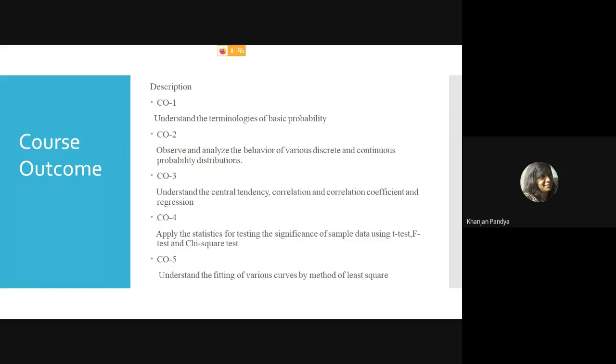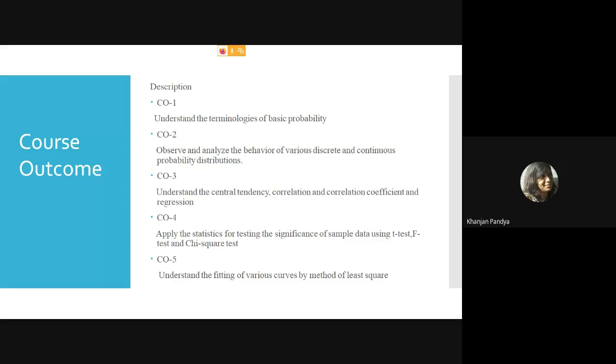For unit number 4, we are having CO4. This is something new and a very interesting chapter. Apply statistics for testing the significance of sample data using t-test, f-test, and chi-square test. This is a must chapter of all the chapters.